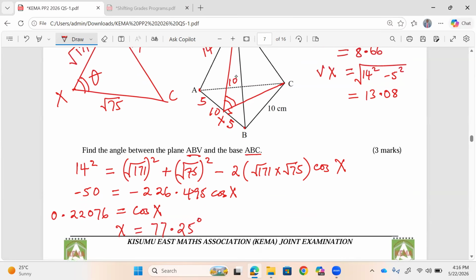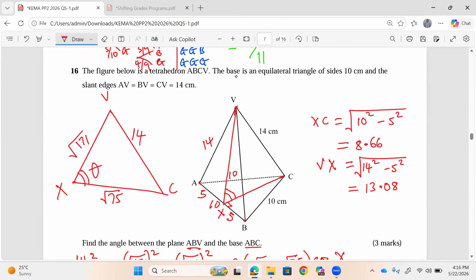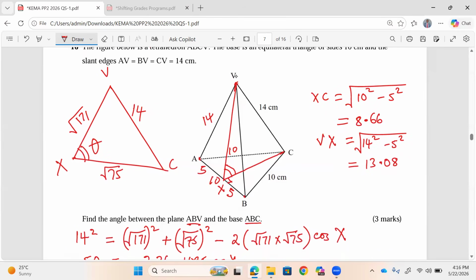This is a very good question again on three-dimensional geometry. So thank you for following up with our programs.